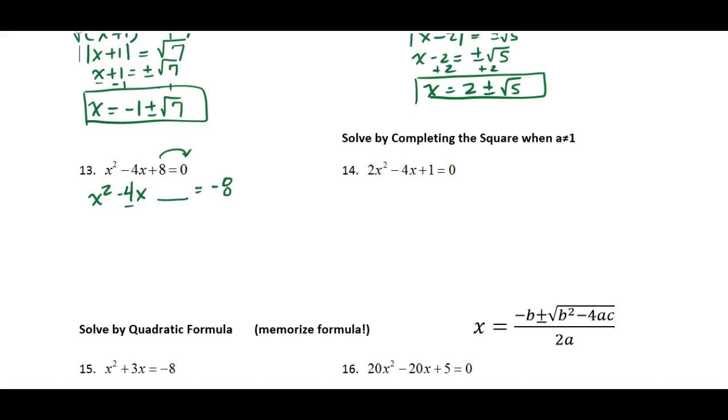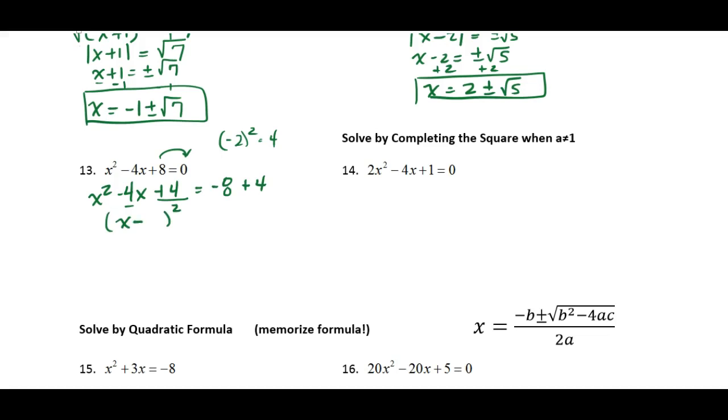So -4 divided by 2 is -2. -2 squared is positive 4. So I'm going to add 4 here, and I'm going to add 4 here. Then this is a perfect square, and I need to figure out what it is. Well, x, and see the middle term is negative, so I'm going to bring the negative down.